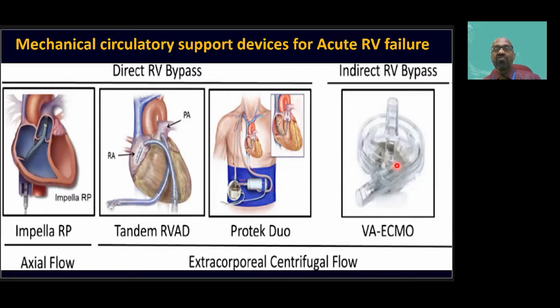Lastly, we have veno-arterial ECMO, that is, the venous blood is taken from the vena cava or the right atrium and then oxygenated and put onto the left side of the circulation, that is the systemic arterial circulation after oxygenation, thus leading to indirect bypass of the right ventricle, giving time for the right ventricle to recover.